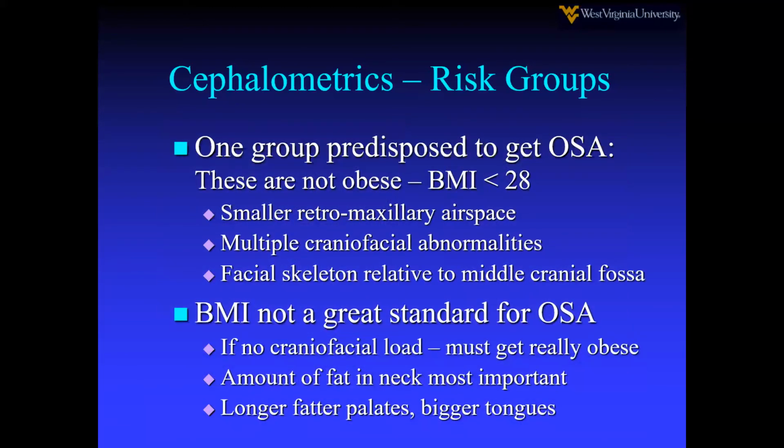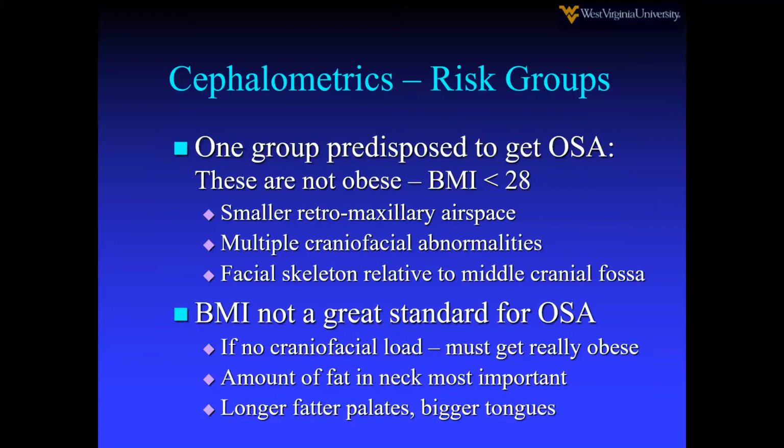And so, again, one group is predisposed to get obstructive sleep apnea. Smaller retromaxillary airspace can have multiple craniofacial abnormalities. Dr. Carr sees these with the young kids. And then facial skeleton is smaller relative to the middle cranial fossa. Again, BMI is not the great standard because if there's no craniofacial load, they have to get really obese to get sleep apnea. And again, stressing the amount of fat in the neck is most important.